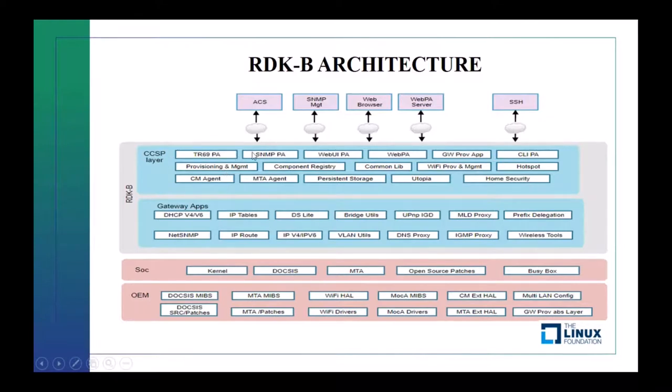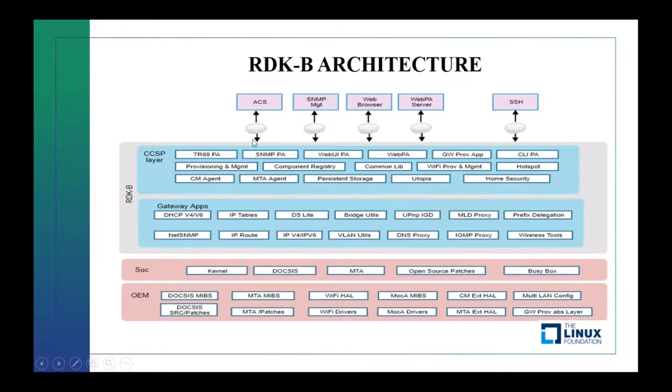The protocol agent will interface with the cloud, and if any query comes from the cloud, it will pass the information to the other agents in the RDKB layer. Similarly, we have persistent storage here, which holds the configuration files of all the other components. Whenever any other component needs a configuration file to be loaded, it will come from the persistent storage component only. Then we have a component registry, which is the centralized database of the CCSP components, the centralized database of the RDKB components.